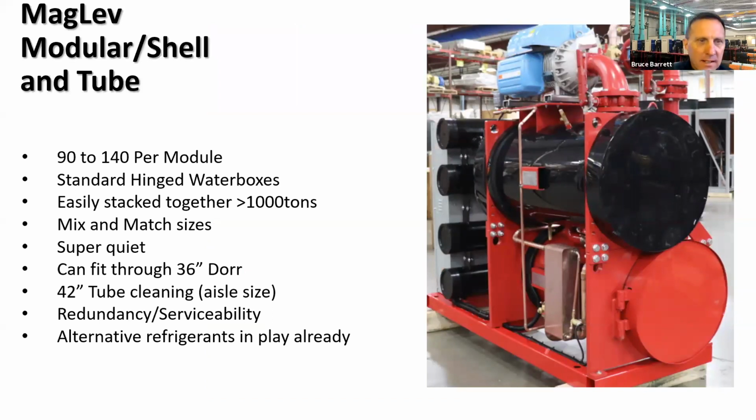90 to 140 tons. We can mix and match sizes. I can have a 90 and a bunch of 140s. I can have a 90, a 120, and a 140. Sky's the limit. They're super quiet, super compact, 42-inch tube pull. That's an aisle width. Redundancy, serviceability. You still have that excellent mag-bearing oil-free performance. Alternative refrigerants already in play. In fact, the one pictured here has alternative refrigerant in it, 513A.